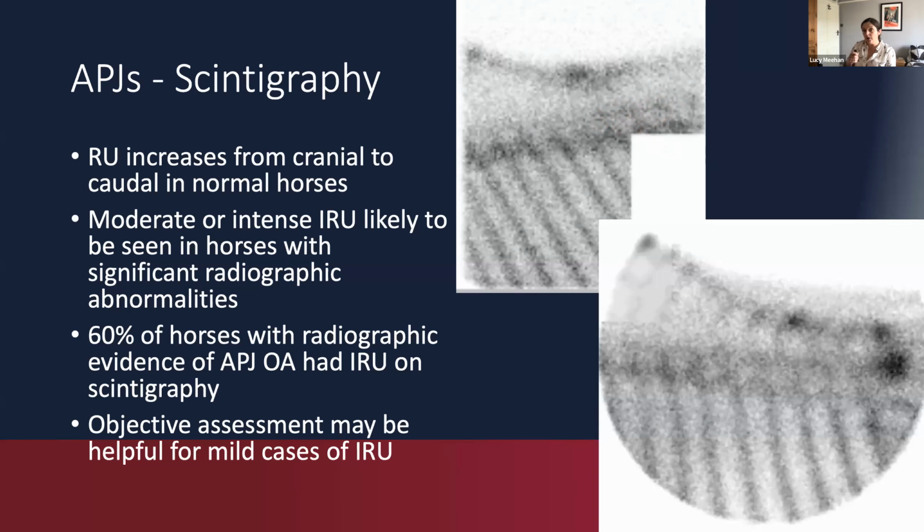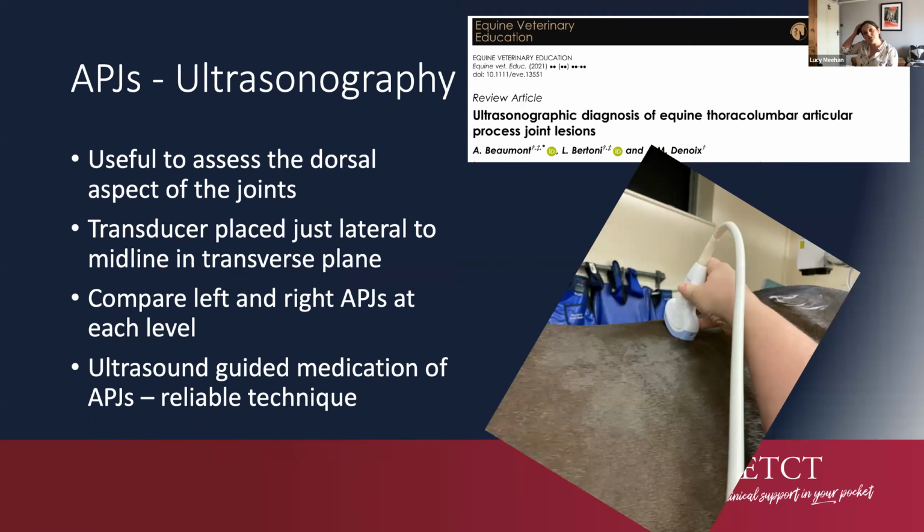So I think it's a useful thing to add to our arsenal to do the scintigraphy of these, and it's a useful thing to have the radiographs, but I think sometimes they don't quite correlate as well as we would like. The other thing that we can do is ultrasound these. So this is really, really useful to assess the dorsal aspect of the joint. We can't assess the ventral aspect, but we can assess the dorsal aspect.